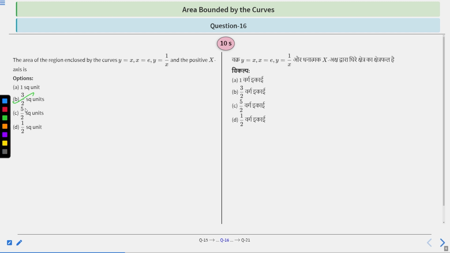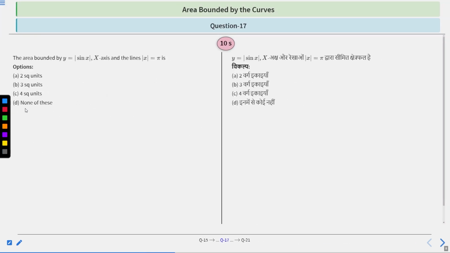Let's move to the next question. Question number 17, which says the area bounded by y is equal to mod sin x, the x-axis, and the line mod x is equal to pi. The hint for this question is that we will first draw the graph of y equal to mod sin x and mod x equal to pi, and after drawing the graph we will see in which interval we have to find the area. You have 10 seconds to solve or think about this question. After 10 seconds, we will discuss the solution.